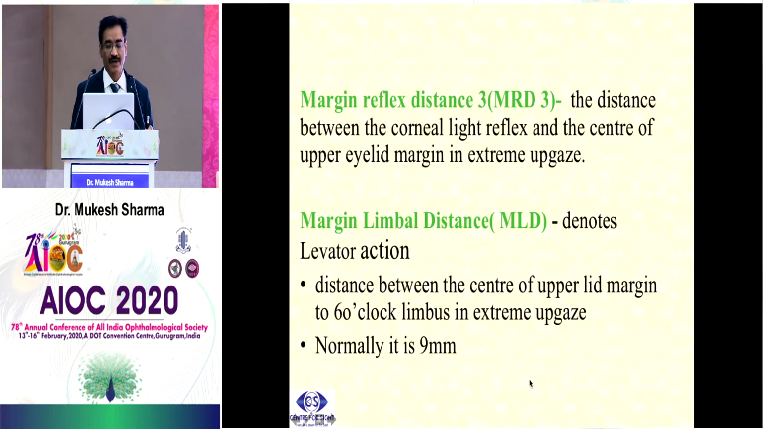This is important. MRD3, this is the distance between corneal light reflex and center of upper eyelid in extreme upgaze. This denotes levator action. A better denotation of levator action is by margin limbal distance, also known as MLD, where the distance between the center of the upper eyelid to the 6 o'clock limbus in extreme upgaze is taken. Putterman takes this measurement in ptosis surgery, and this denotes levator function. Normally MLD is around 9 mm.